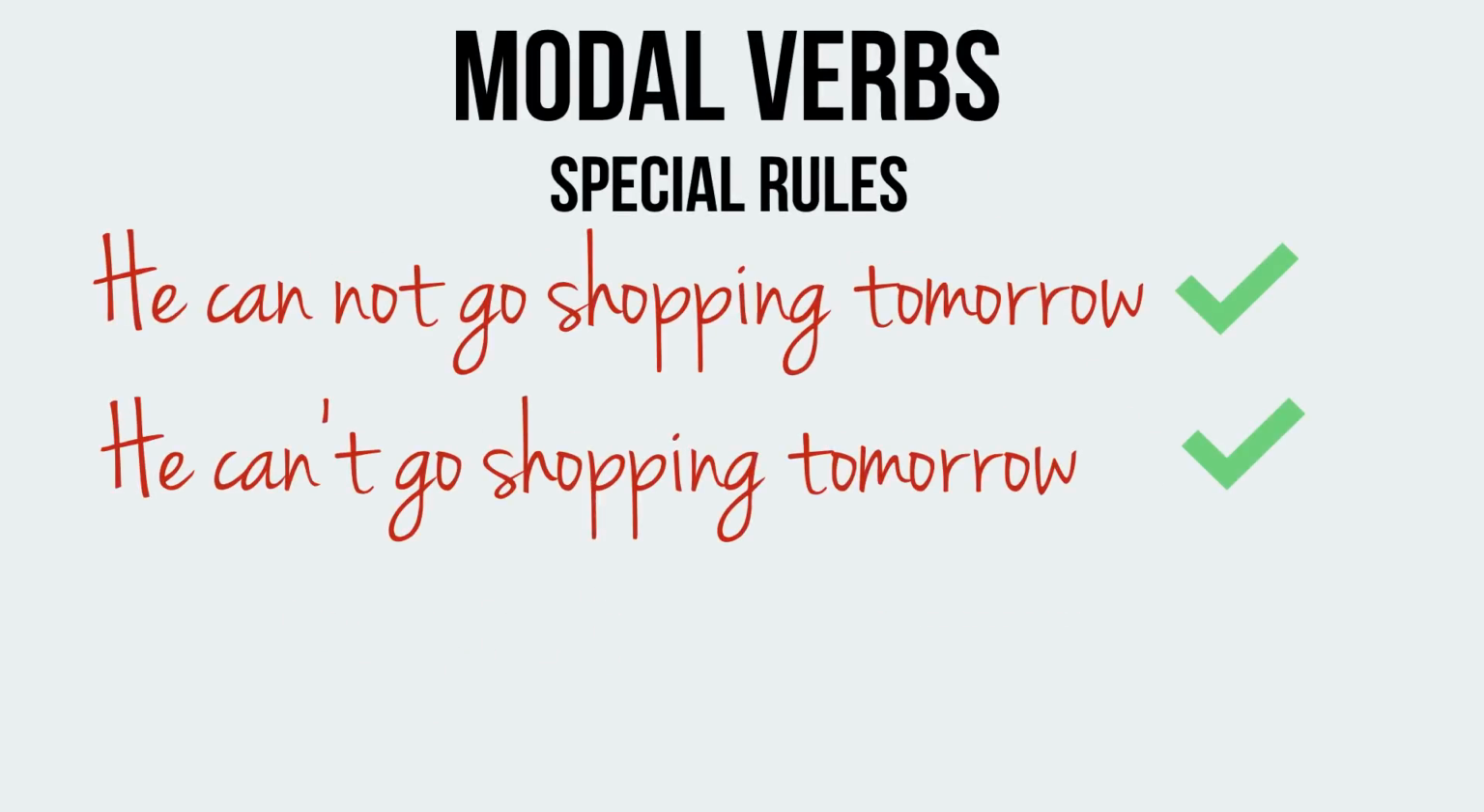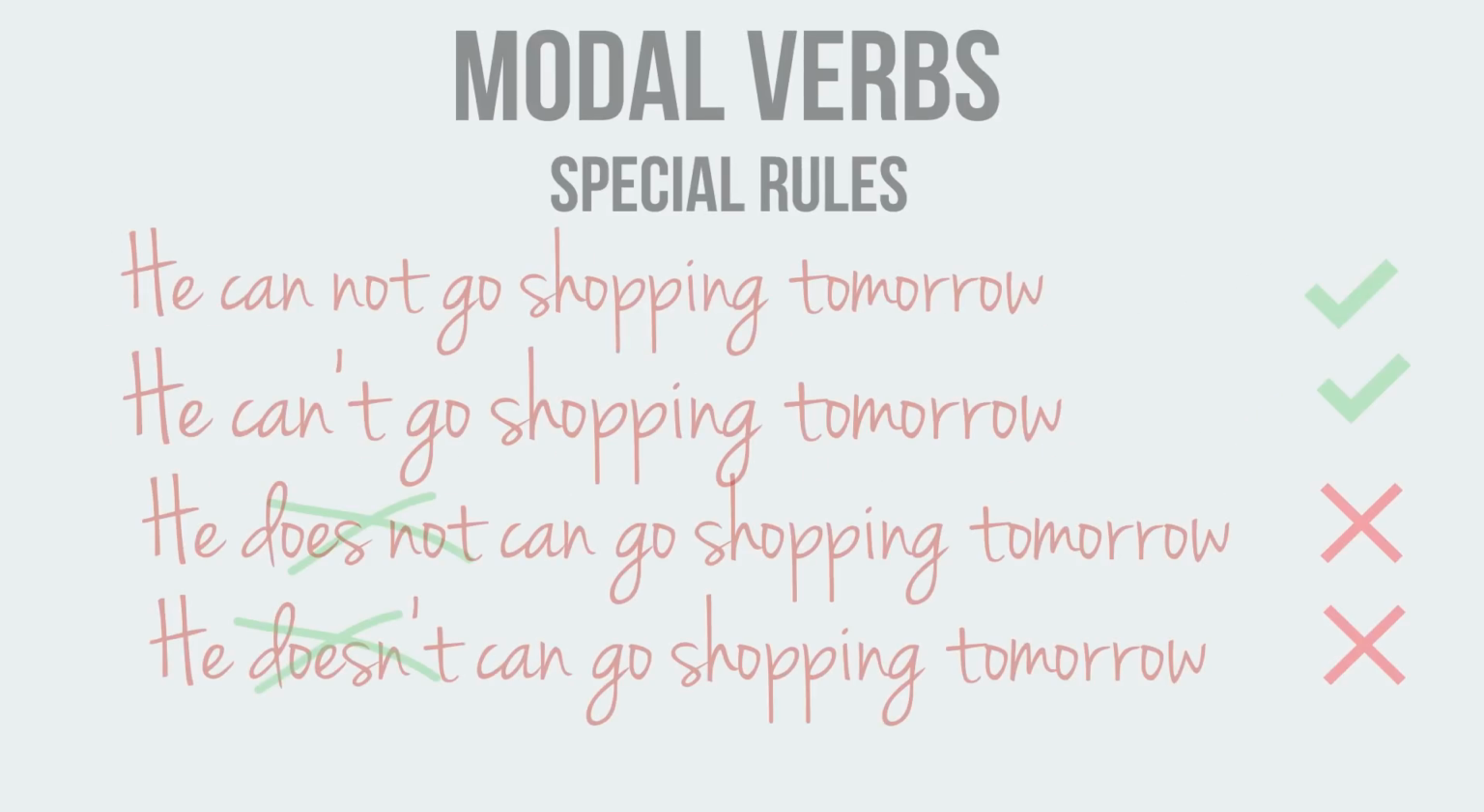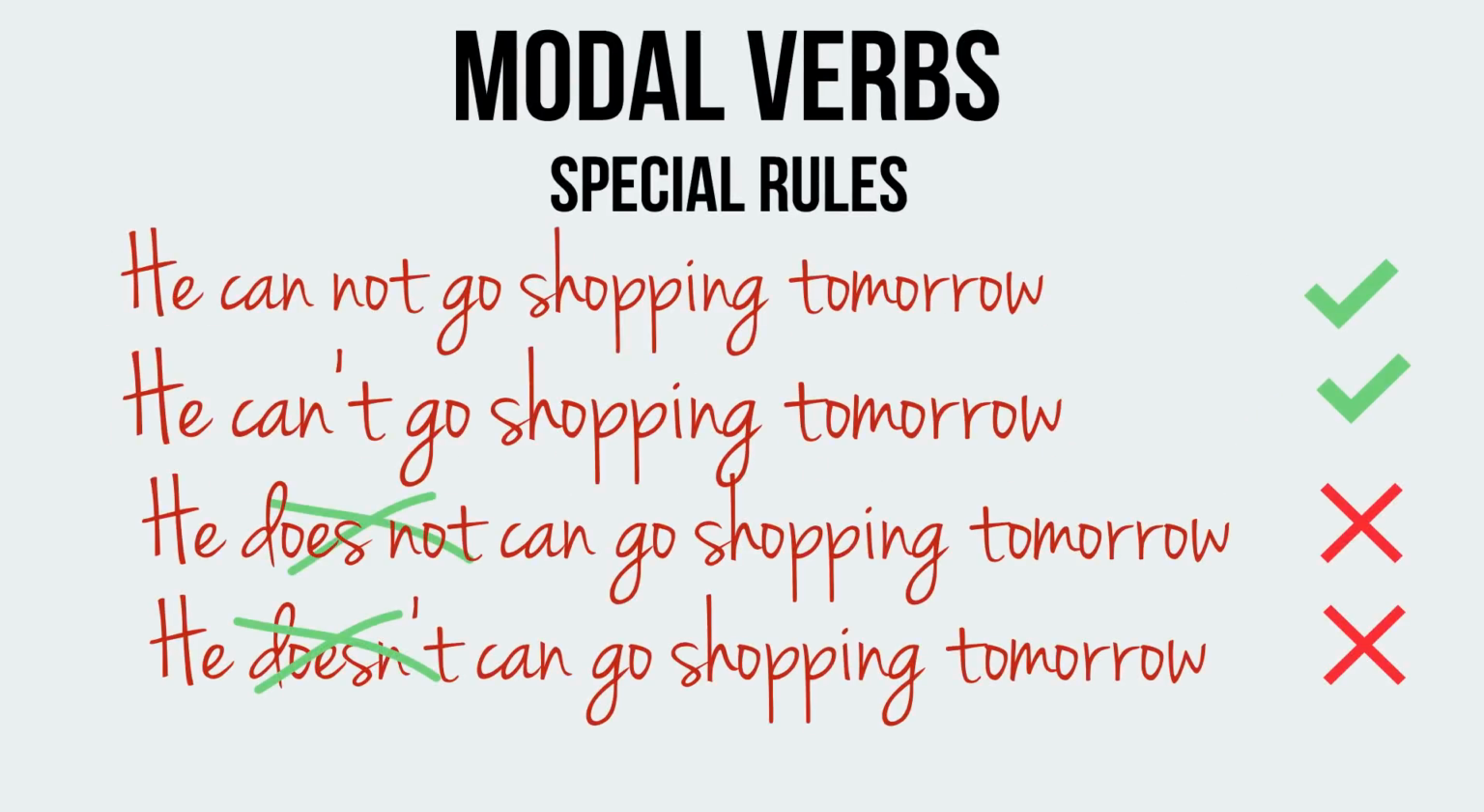And again, a few words about special rules. He cannot go shopping tomorrow, or he can't go shopping tomorrow. Only these two variants are correct. It's impossible to say "he does not can go shopping tomorrow" or "he doesn't can go shopping tomorrow" because we don't use the auxiliaries do or does in negative sentences with modal verbs. Please remember about that.